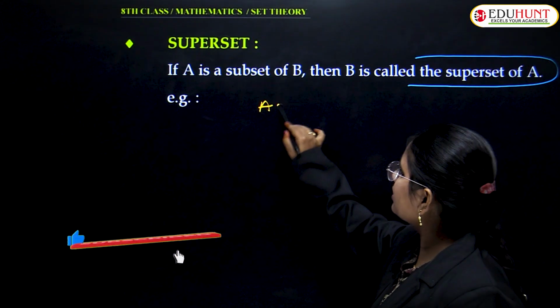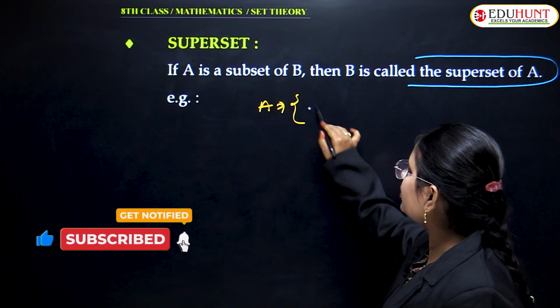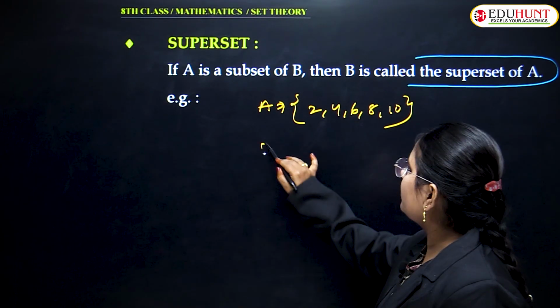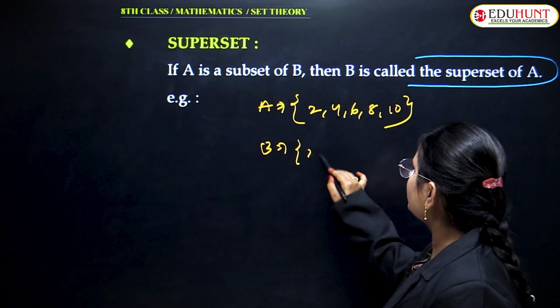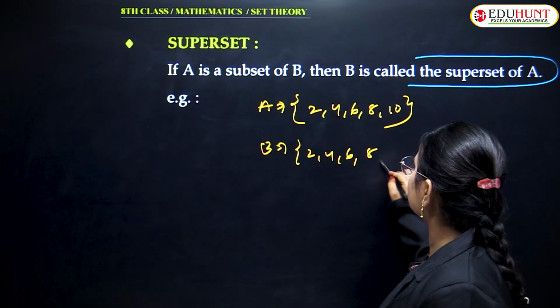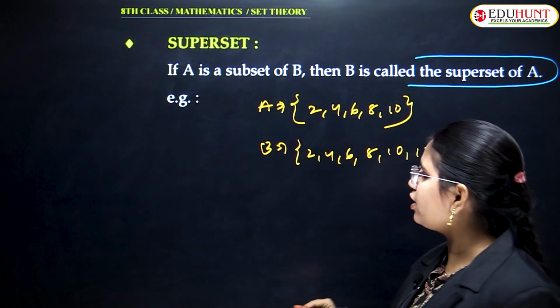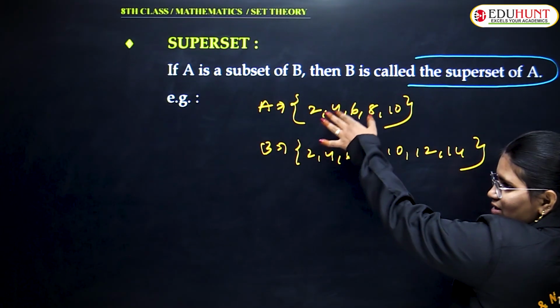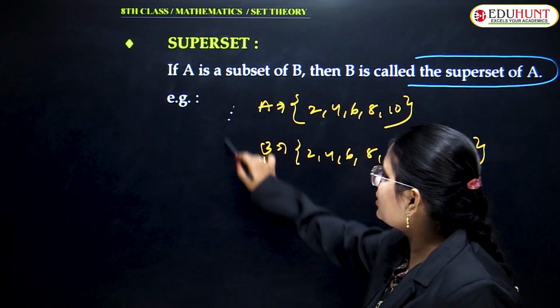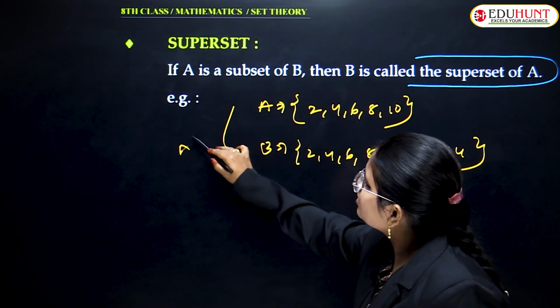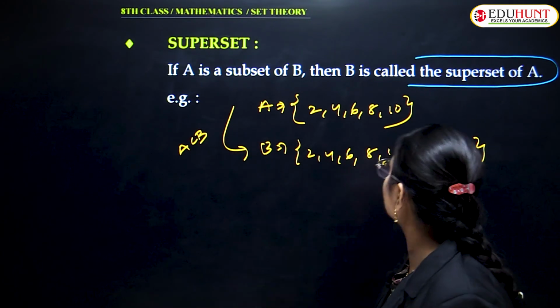Let me give an example. A is equal to 2, 4, 6, 8, 10. B is equal to 2, 4, 6, 8, 10, 12, 14. Whatever elements exist in A, all of them exist in B. So in that case, A is a subset of B. This is the notation, right?